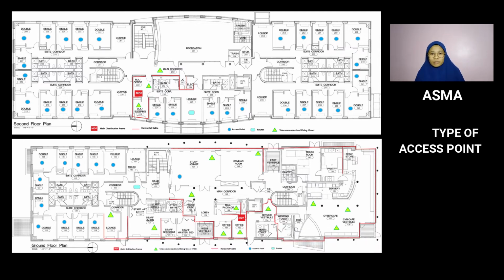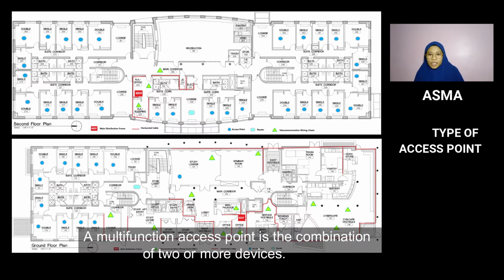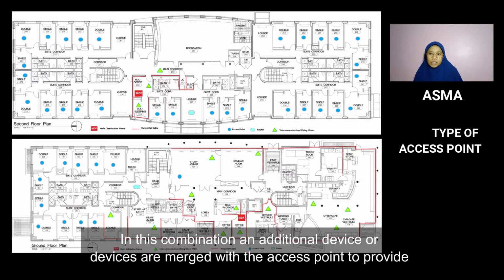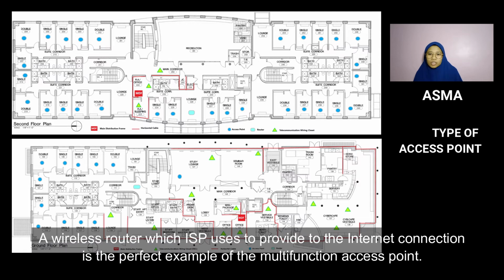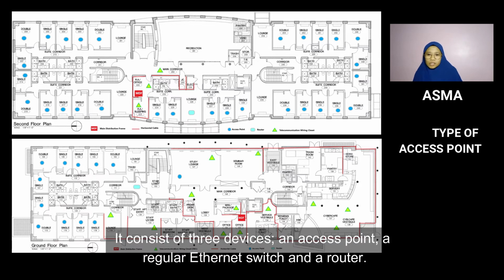Number two, multifunction access point. A multifunction access point is the combination of two or more devices. In this combination, an additional device or devices are merged with the access point to provide additional functionalities along with the existing functionalities of the access point. A wireless router which an ISP uses to provide the internet connection is the perfect example of a multifunction access point. It consists of three devices: an access point, a regular Ethernet switch, and a router.